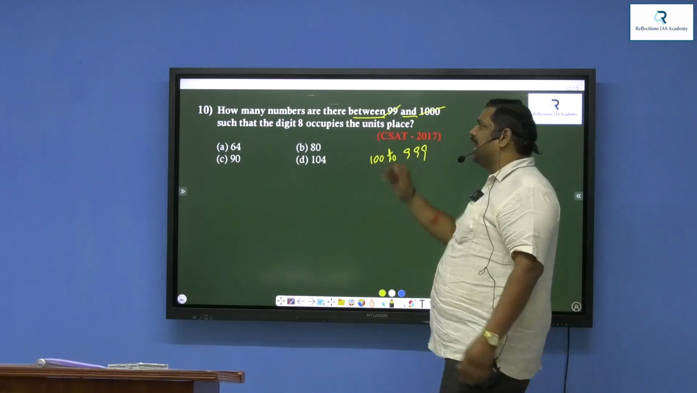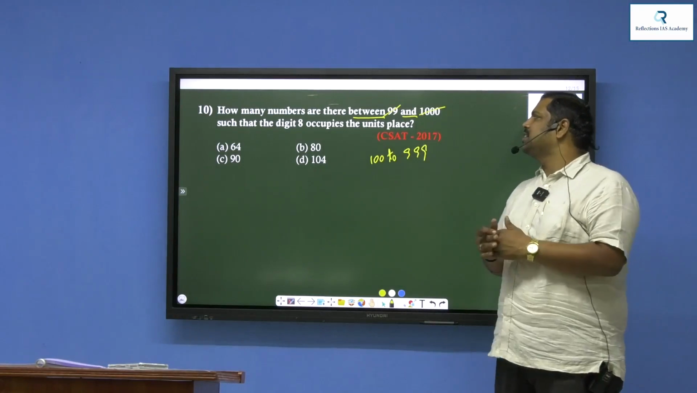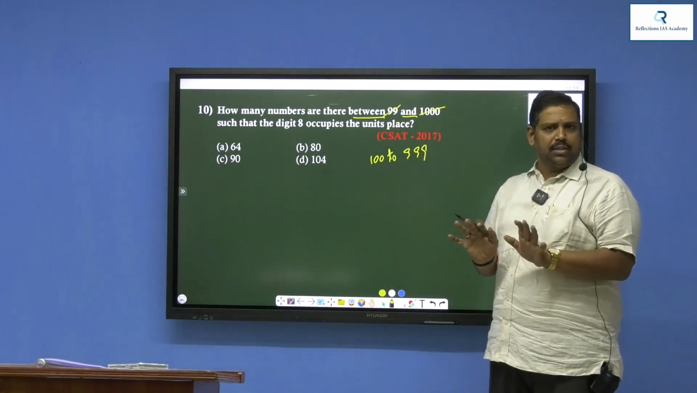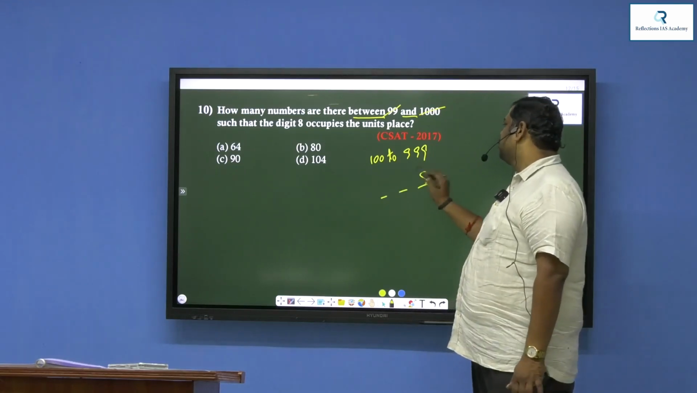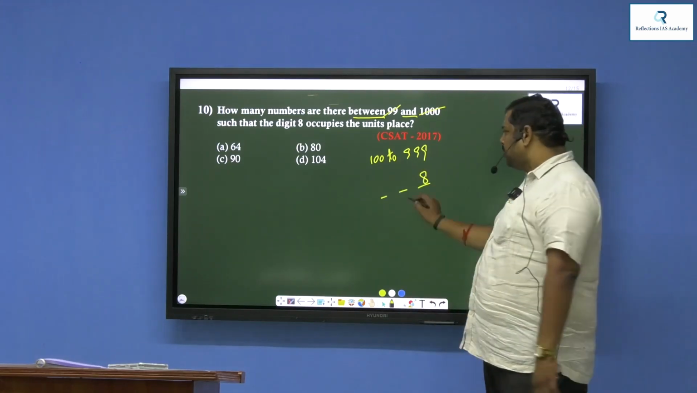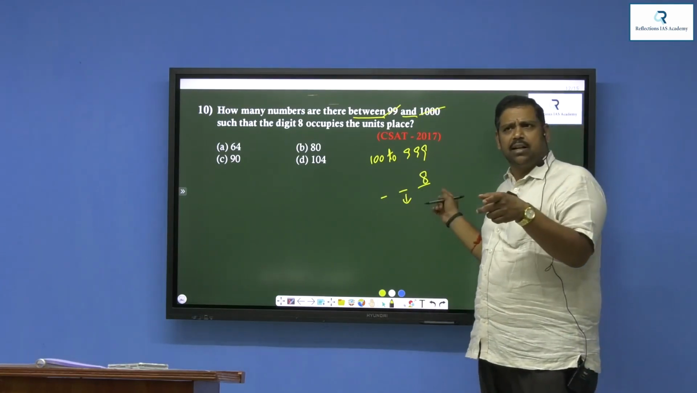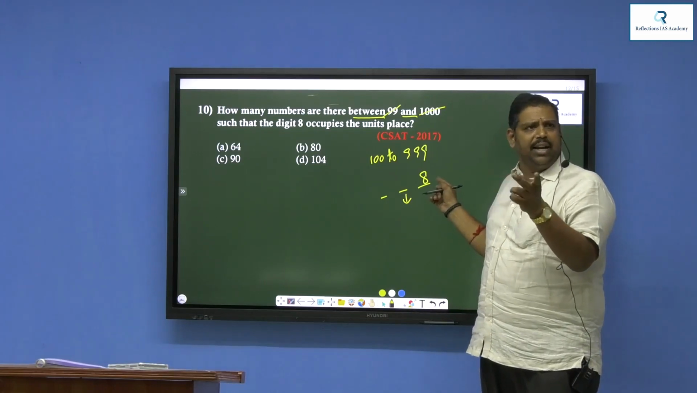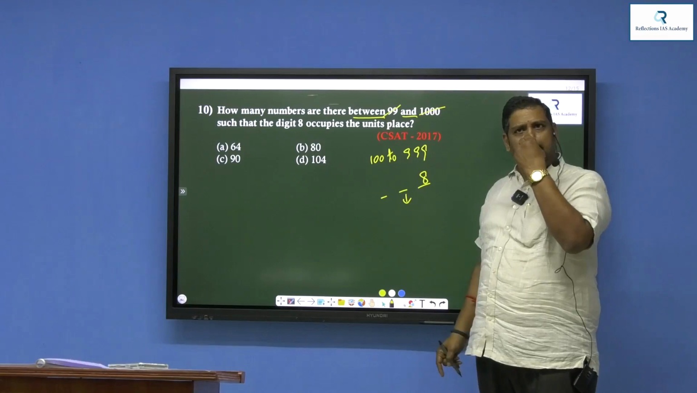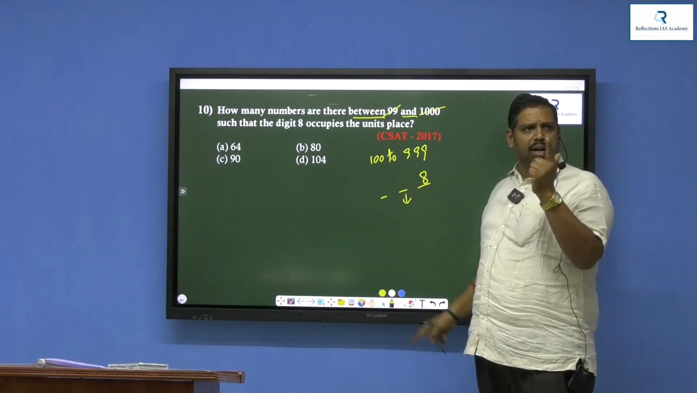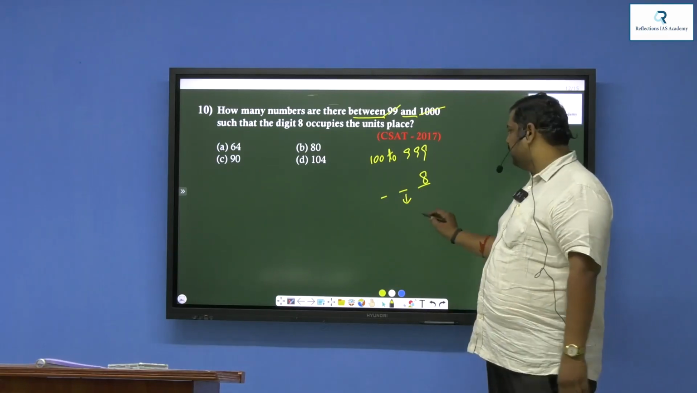Such that the digit 8 occupies the units place. Our intention is 8 should occupy the units place. What about the tens digit? It can be 0. 508 is a number, right? 608 is not a problem, it's a number. It lies between 100 and 999. So happily it can be occupied by 0, 1, 2, 3, 4, 5, 6, 7, 8, 9. How many ways? 10 ways.